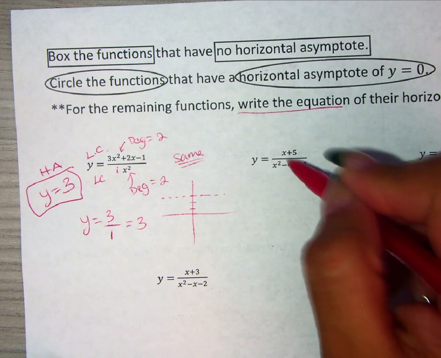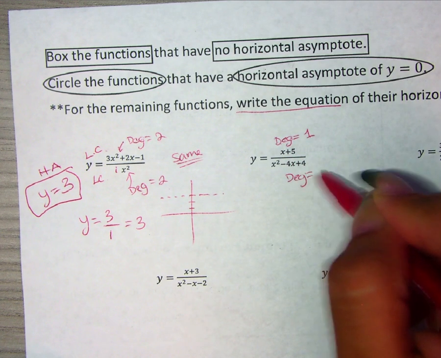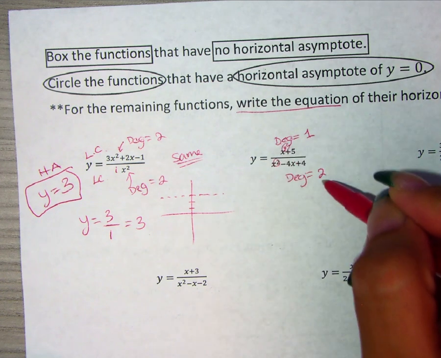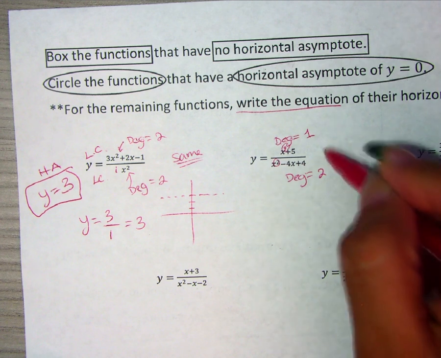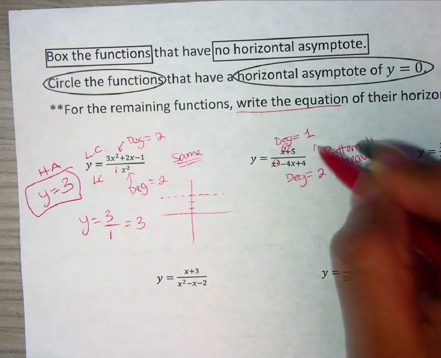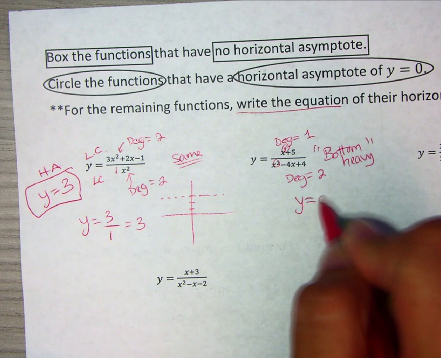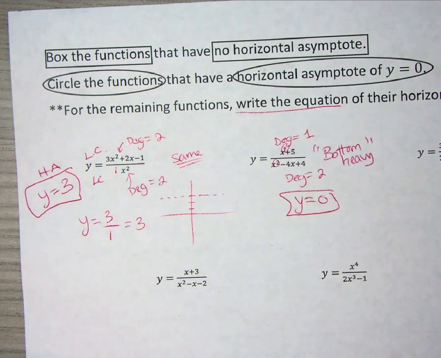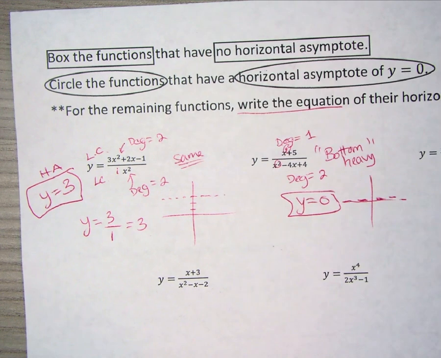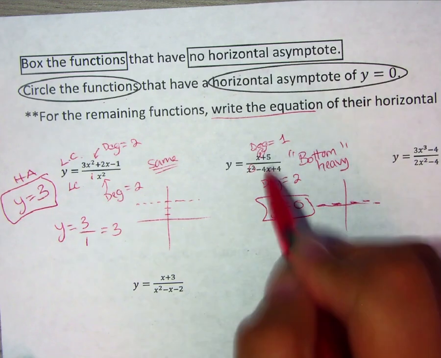The next one right here, we have a degree of 1, and this is a degree of 2. So the exponents, again, 1 and 2. This is higher or greater on the bottom, so this is bottom heavy, according to our keywords to remember this. And when it's bottom heavy, we said that the asymptote was always going to be y equals 0, which means that we are going to graph and then have an asymptote on the x-axis. So on this one, it says to circle the functions that have that asymptote, so we're going to circle that function.